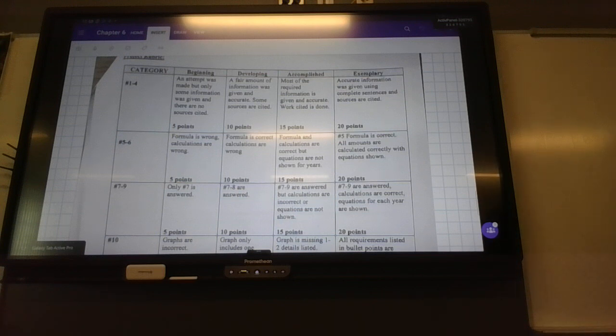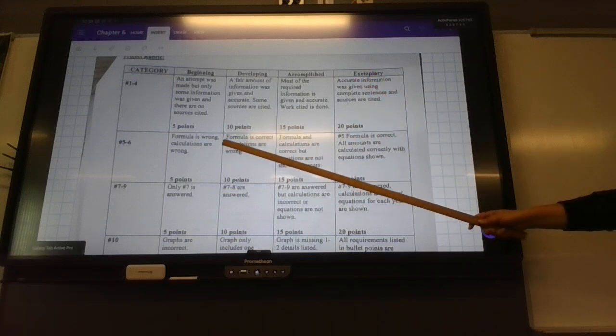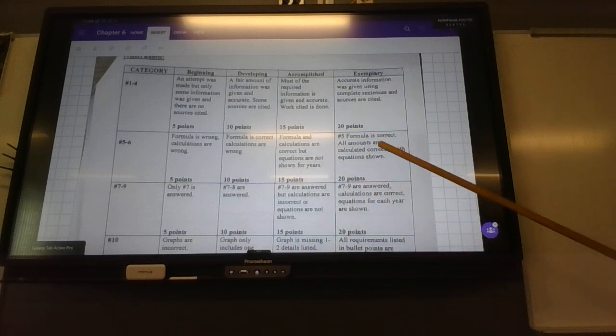If I'm going to take points off, I come to the rubric and I see which one of these it is. How many points is it? It's not just based on what I feel like, okay? For 1 through 4, you have complete sentences. It's accurate. Your sources are cited for 20 points. For 5 and 6 and 7 through 9, the formula is done correctly, the amounts are correctly calculated, and the equations are shown.